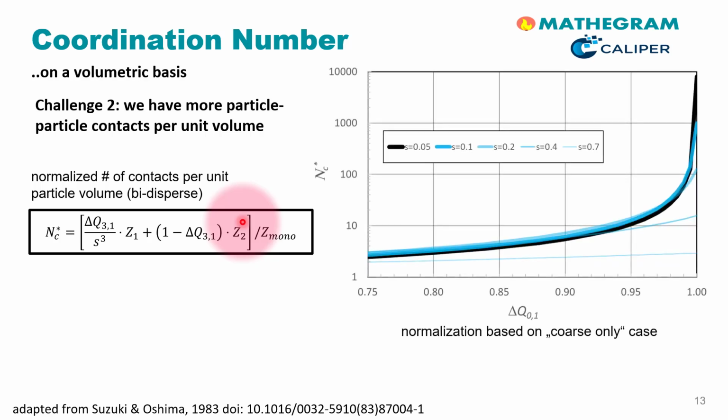The resulting data is visualized here on the right as a function of the number fraction of small particles delta Q01. As you can see, there is only a moderate effect of the size ratio, but please consider that for small size ratios, the number of small particles is much larger compared to size ratios close to unity.